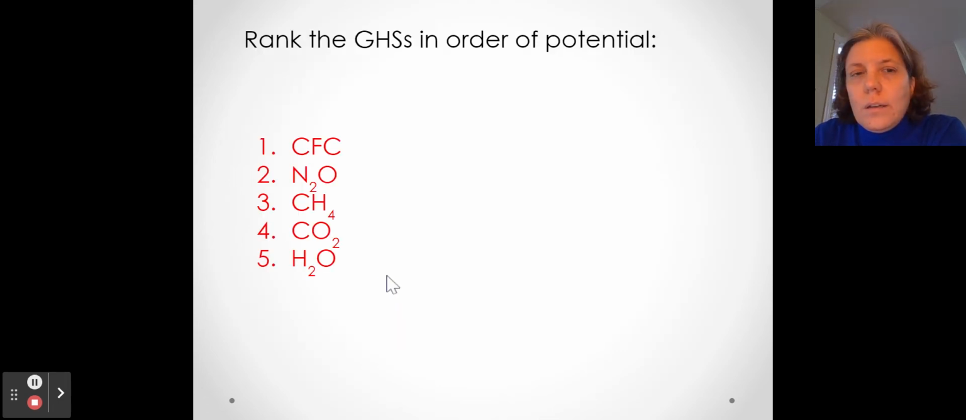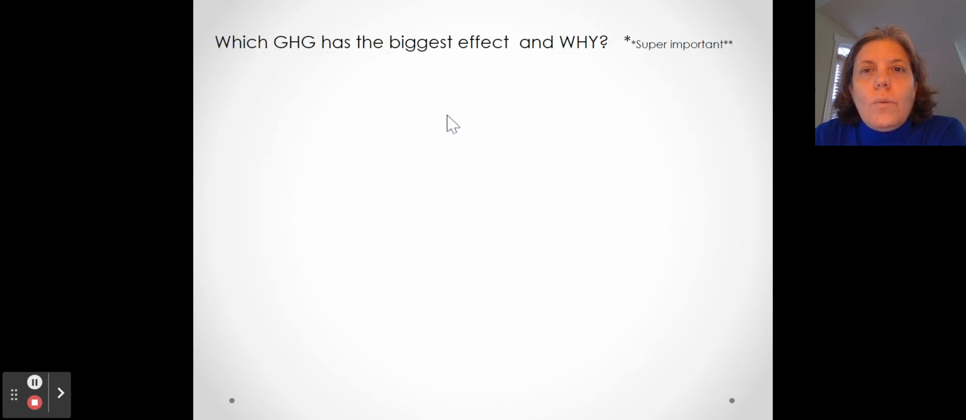Now, if you're back here and you turned the video back on, here are the greenhouse gases in order of their potential. CFC is the highest, then nitrous oxide, methane, CO2, and water vapor. That is the potential for warming. However, which one has the biggest effect and why?